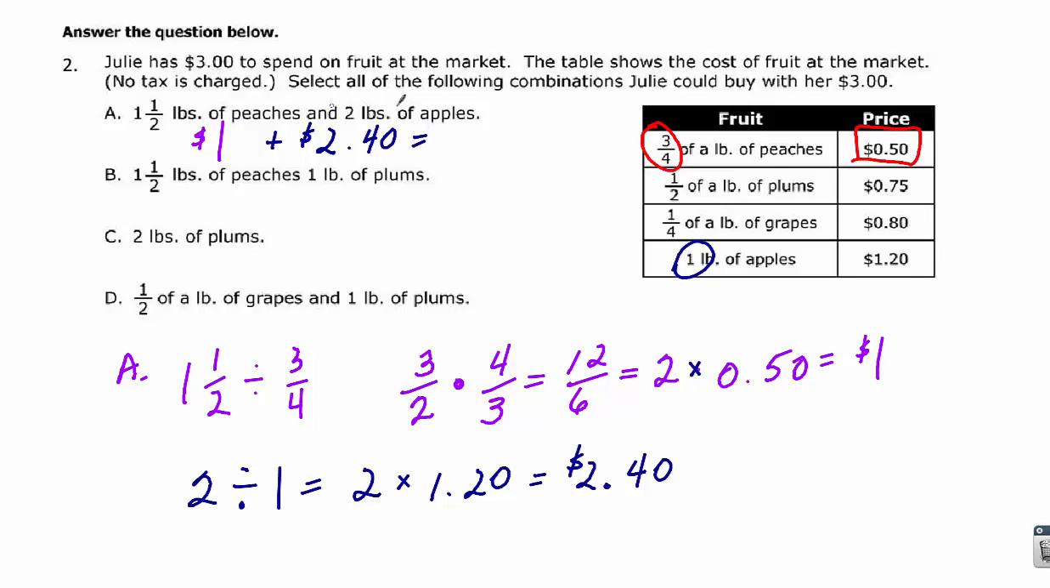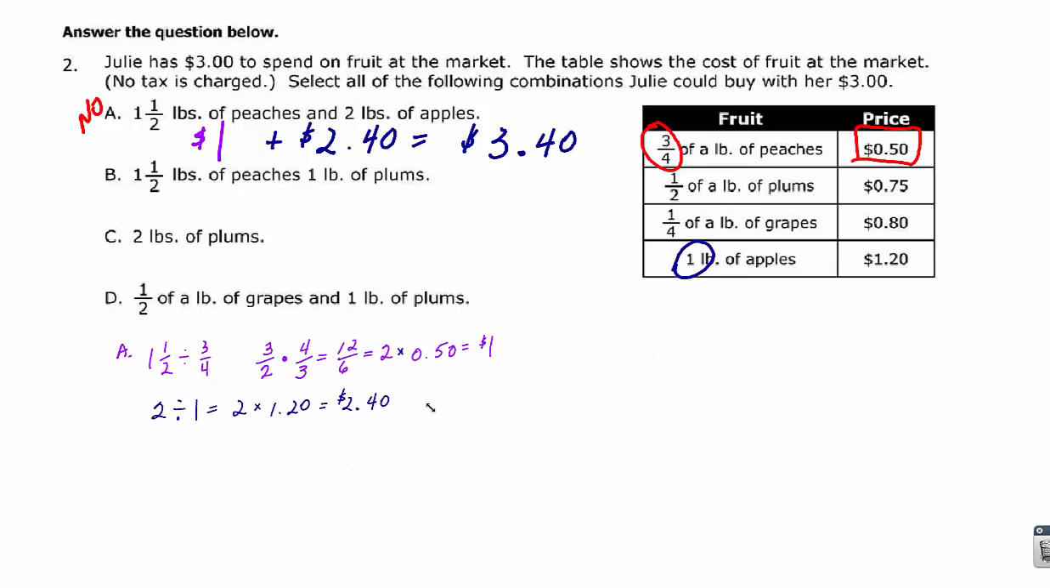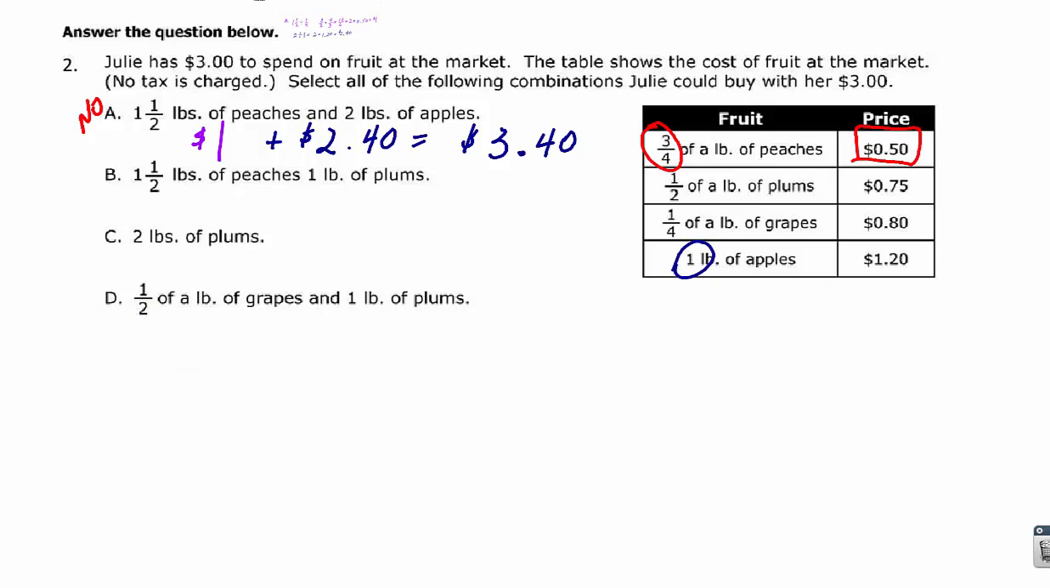$2.40 plus my other dollar. That would be $3.40. That would be too much money. Julie doesn't have that much money. Okay, let's put that one away. Get rid of that one, and let's look at our next one.